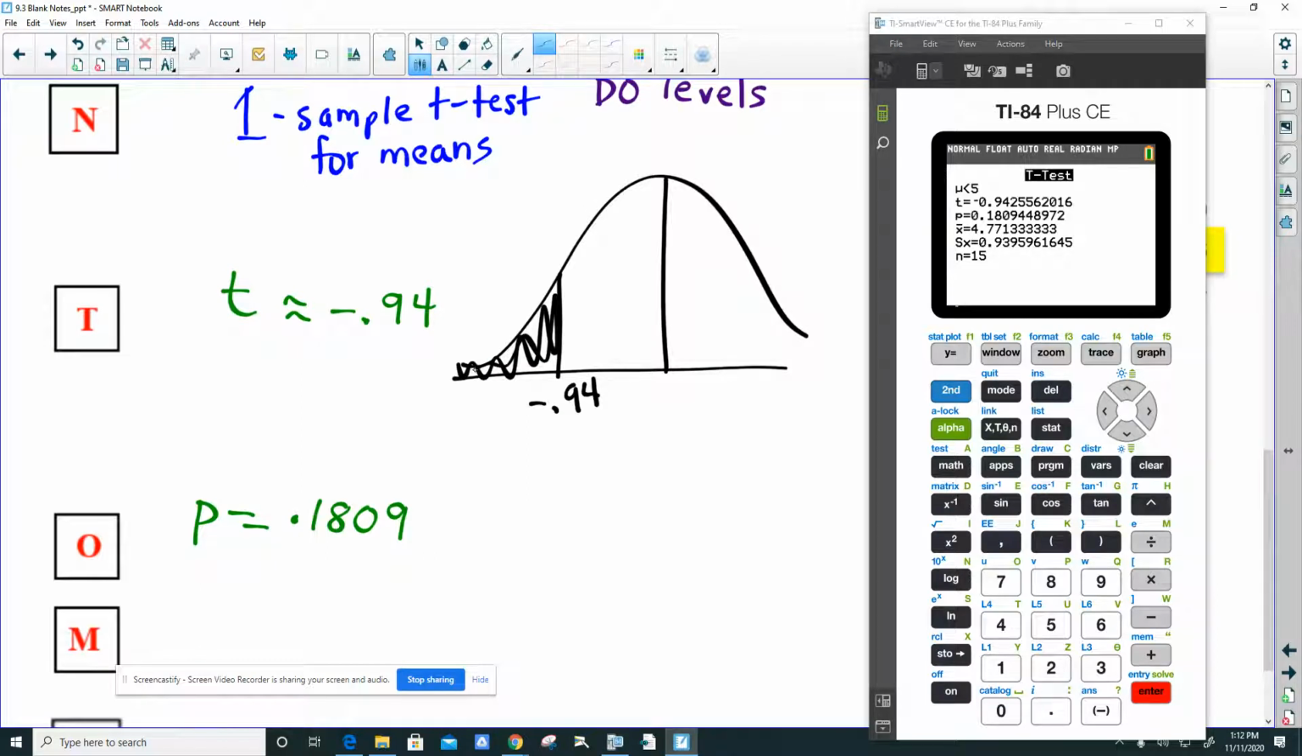Okay, now the other thing that has to be written down is that the degrees of freedom would be 14. If they took 15 samples at 15 different locations, this would be n minus 1.